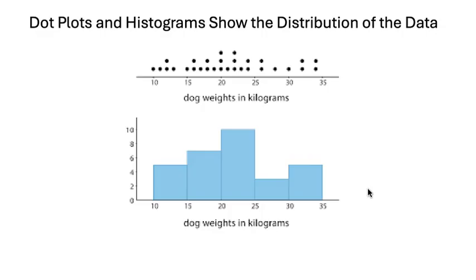But if we want to know how many dogs weigh less than 30 pounds, it would be easier to use the histogram because we could just add the height of these 4 bars. We see that there are 25 dogs that weigh more than 10 pounds but less than 30 pounds. That would be easier than counting every dot in the dot plot. But the important thing is that both graphs show the overall shape of the distribution of data.